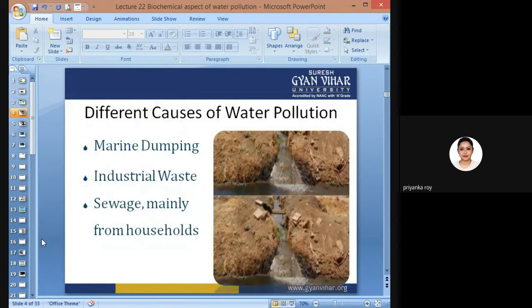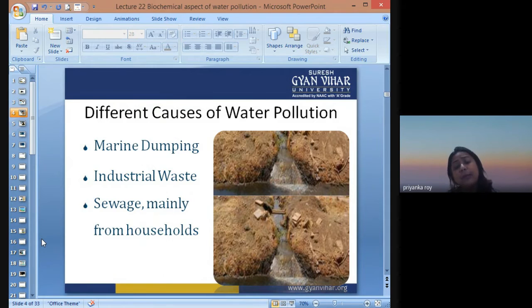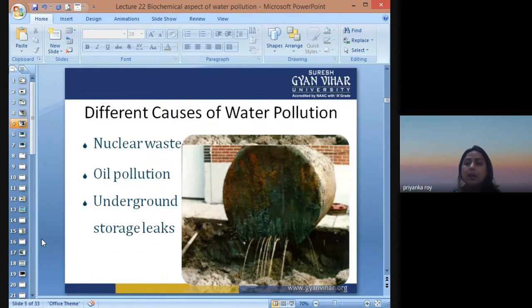Now the different causes of water pollution are, basically, marine dumping, when we are dumping away waste materials coming off nationwide. We are dumping that waste into marine life, into the ocean. That is marine dumping. Industrial waste and sewage, mainly coming from households, are drained off into any water body and are a source of water pollution.